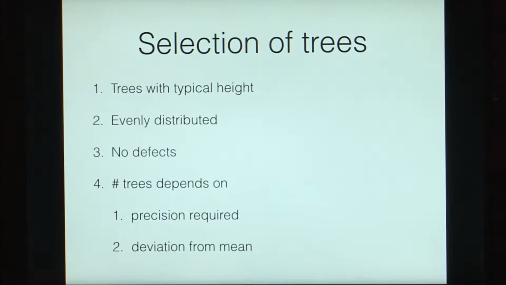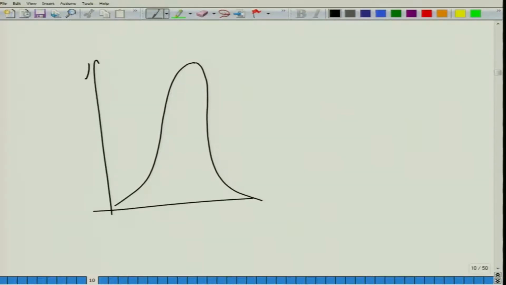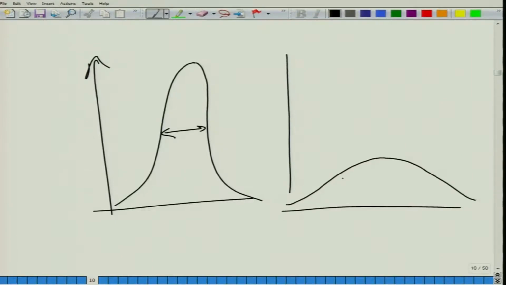So, for instance, if your values are very spread apart, which is why we talked about the measures of central tendency and dispersion. If you have a distribution that goes like this, then measuring just a few trees will be able to capture all sorts of variations that are typically found in the population. But on the other hand, suppose we had a distribution like this. Here we have a huge amount of deviation from the mean, so we will require more measurements, or more trees that need to be selected.